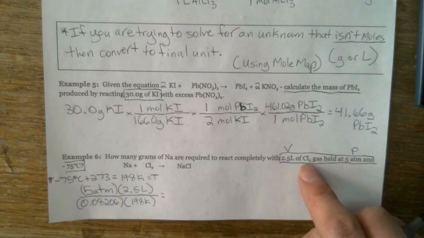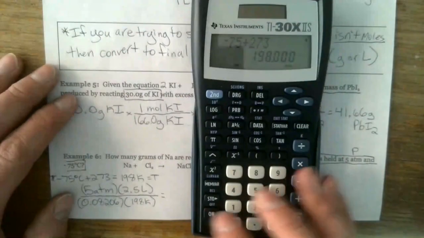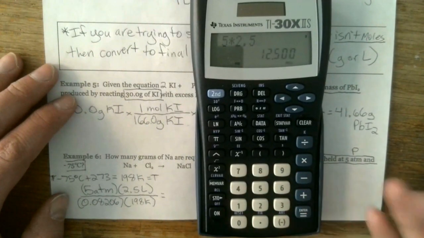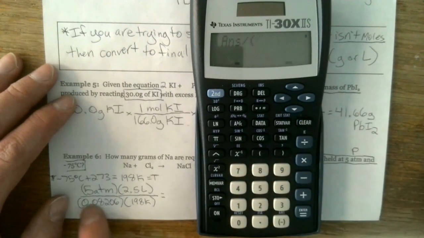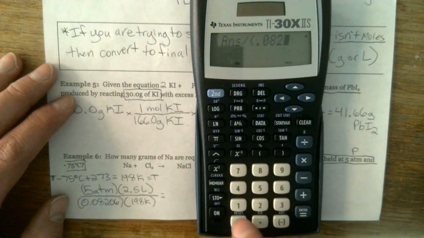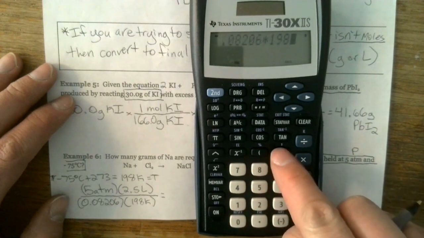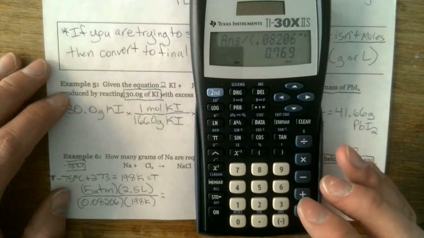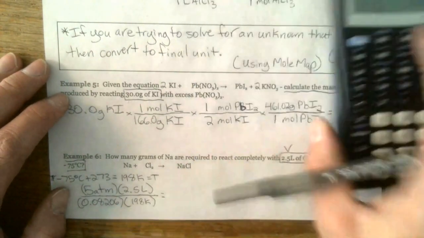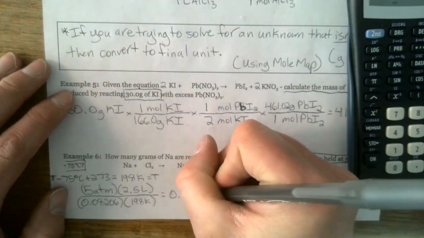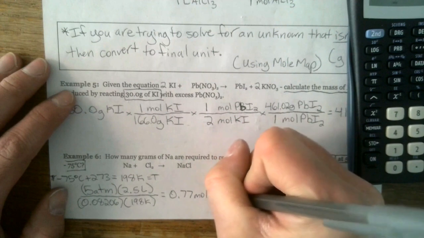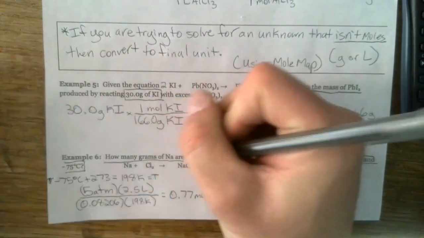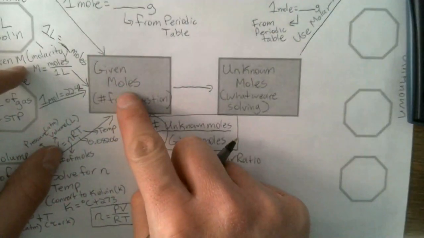And again, the identity of our substance is Cl2 here. So we go and plug that in. So 5 times 2.5, I'd hit enter, and then divided by 0.08206 times 198. Close the parenthesis for everything that's on the bottom. And that gives us 0.769, which we can round to 0.77. And that's moles of Cl2. So that's the substance that we had here. Okay, so now we are at given number of moles.